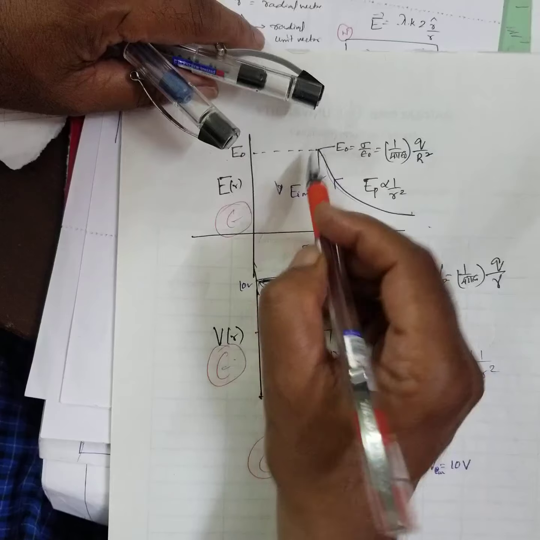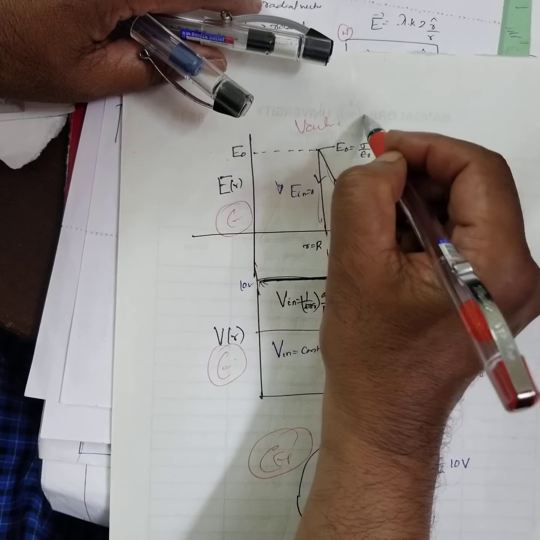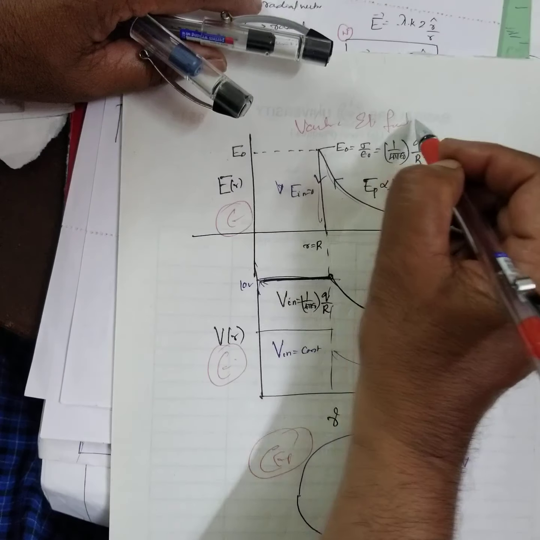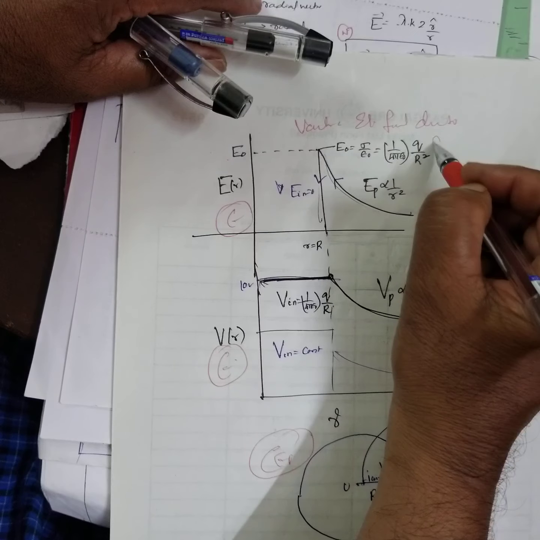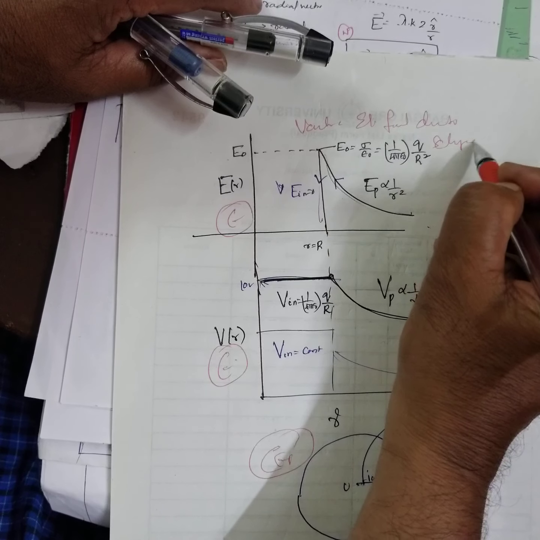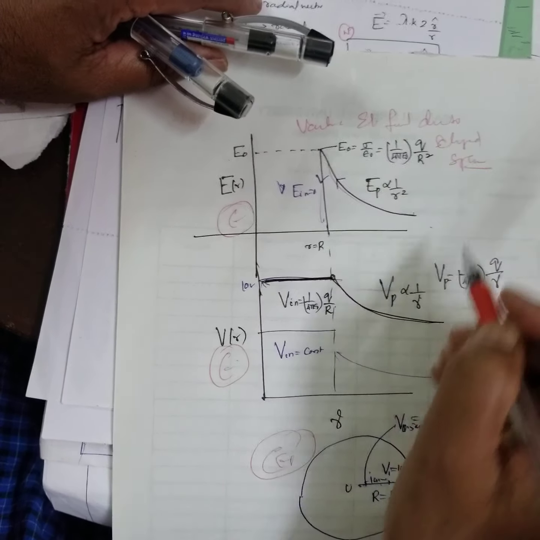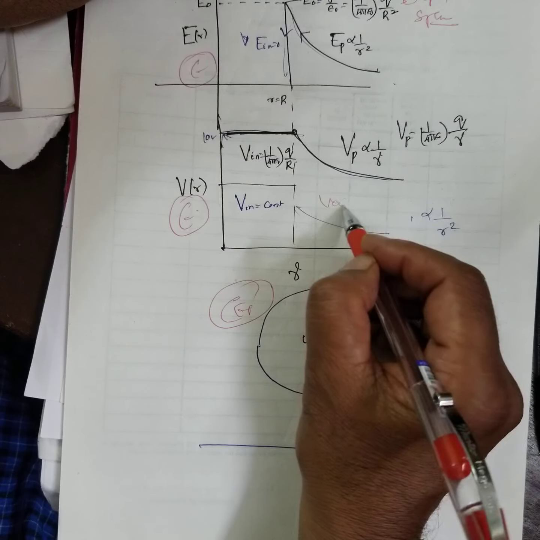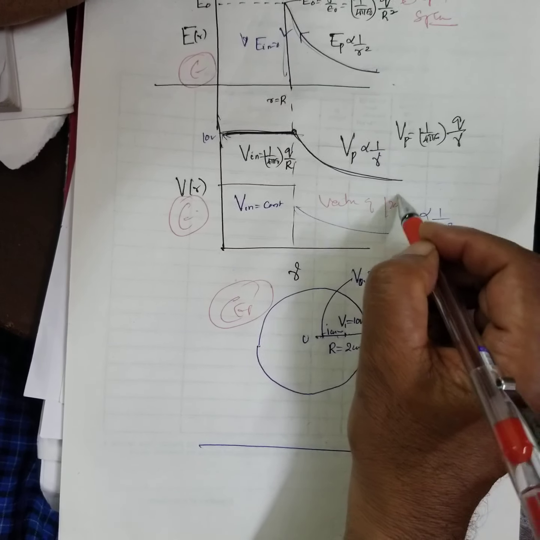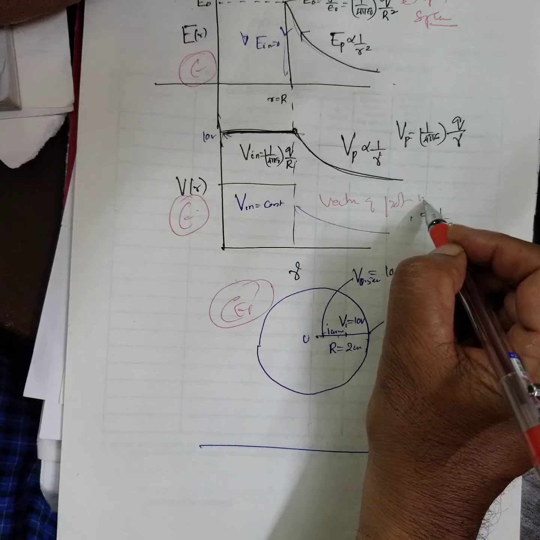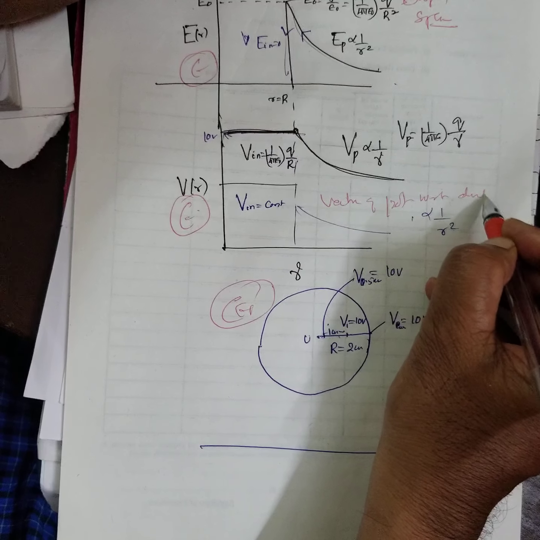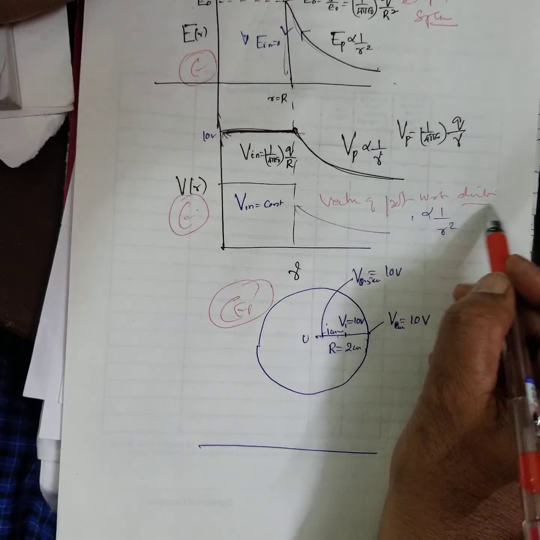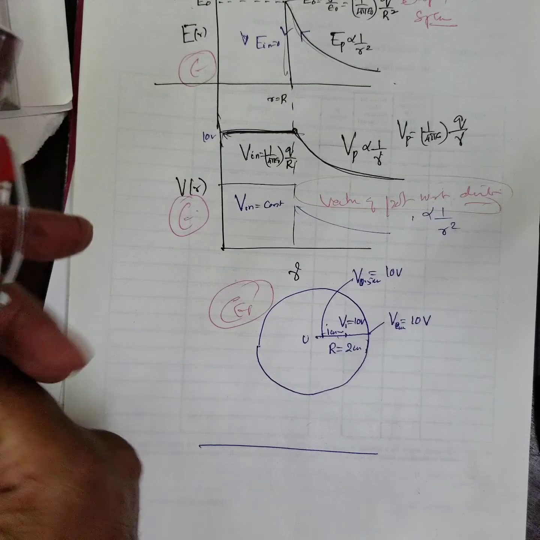This is called variation of electric field due to a charged sphere. And this is the variation of potential with respect to distance for a charged sphere.